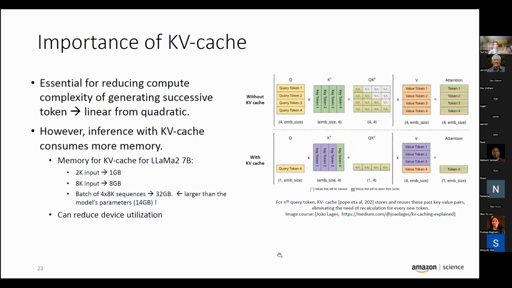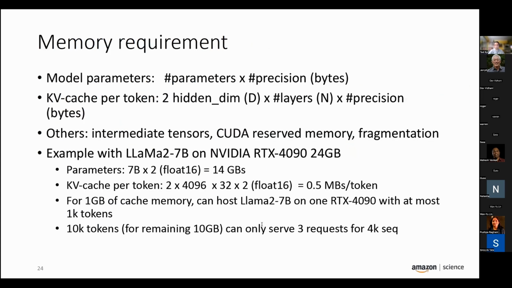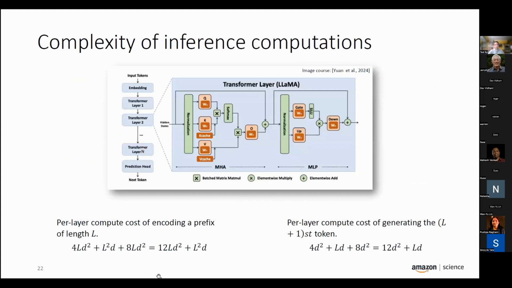So then, going back a little bit, here's the complexity. The main thing to see is that you have this L D squared component and this L squared D component. D is the dimensionality of your model. So when the model gets bigger, this number goes up quadratically. When your sequence length goes up, this L squared part goes up quadratically.